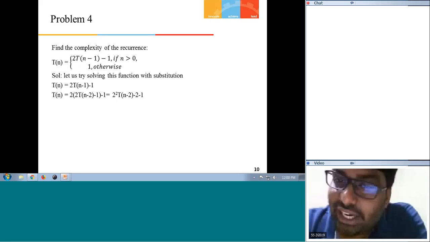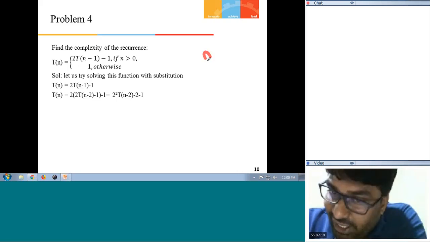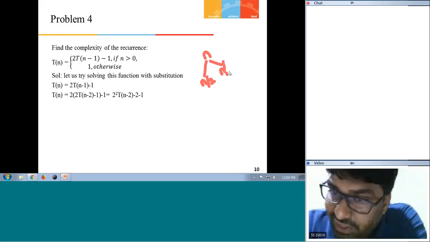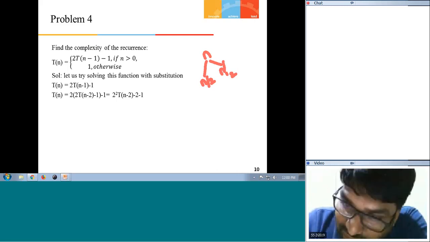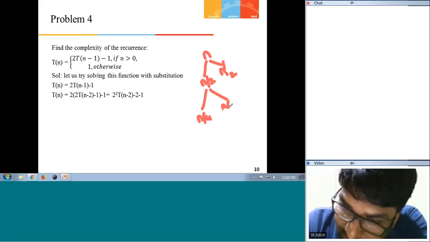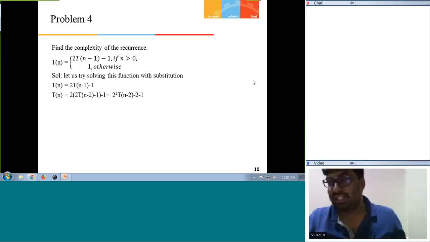Let's assume you are doing a divide and conquer for some n. When you are dividing it for the first time, it will be n by 2. Again, it will be n by 2. Do you agree with this? Yes. Again, if you are further dividing, n by 4, n by 4, n by 4, n by 4, right? This is how your division is happening.